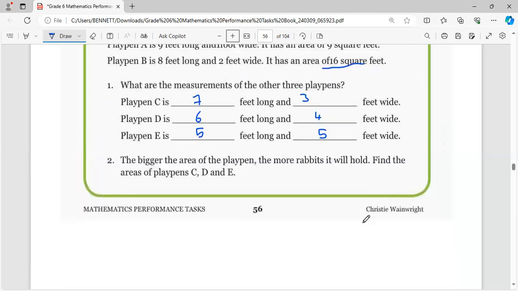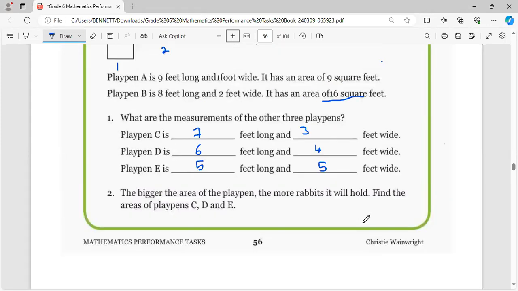All right, Jeremiah said he already did this part. So he says the bigger the area of the playpen, the more rabbits it will hold. Find the area of the playpen C, D, and E. So guys, please do that for me. Find the area of each of them.